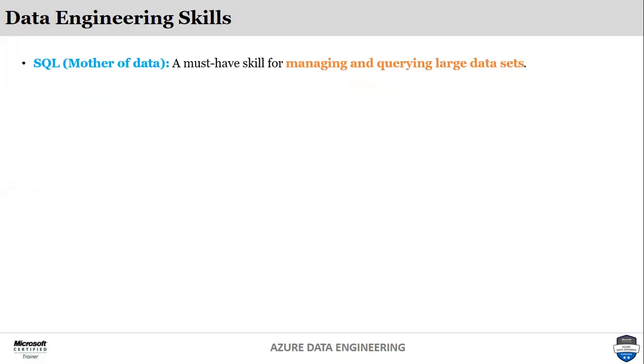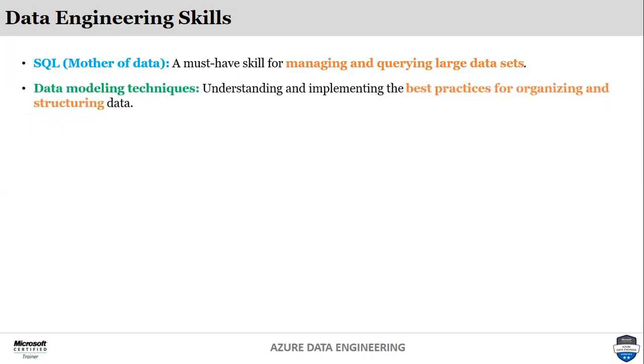If you check the skill set you need to become a good data engineer, the first is SQL. SQL is a top priority because you are going to manage the data, and SQL is a must-have skill for querying the data. That is the reason SQL is a must. Then data modeling techniques.